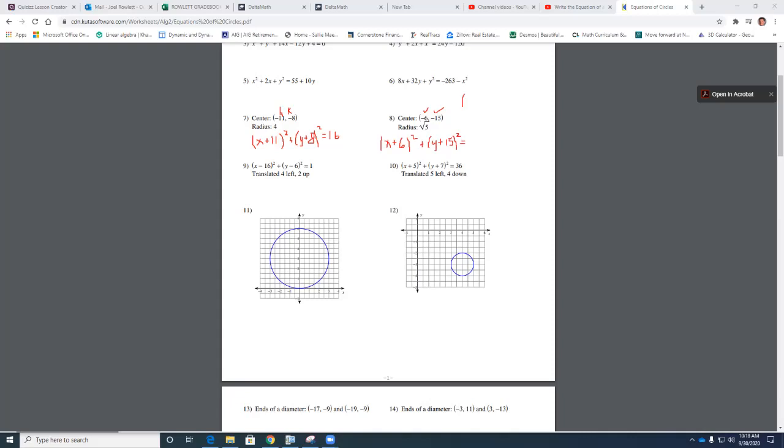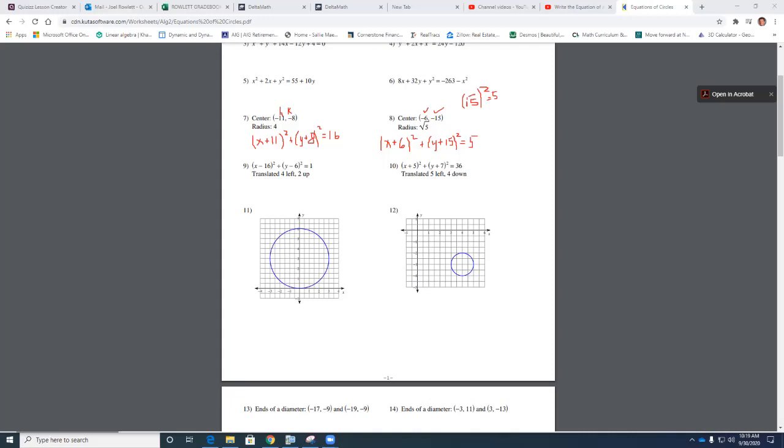Now remember, if you have the square root of 5, that's the radius, right? If you take the square root of a number and then square it, the result is the radicand, right? It's the value under the radical. So the square root of 5 squared is 5. So the square root of 5 squared, or the radius squared, would just be 5 in this case.